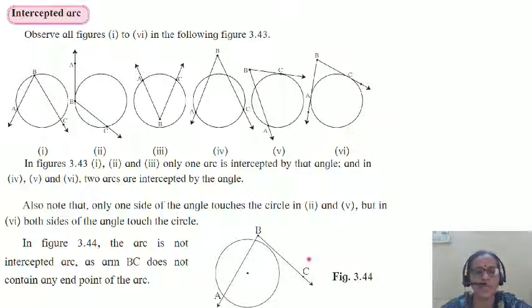Now observe, the arc is not an intercepted arc in this figure. Why? Because the arm BC does not contain any endpoint of the arc. Observe, arc BC. Here arm BC does not contain any endpoint of this arc. So it is not an intercepted arc. So clear the idea of intercepted arc.